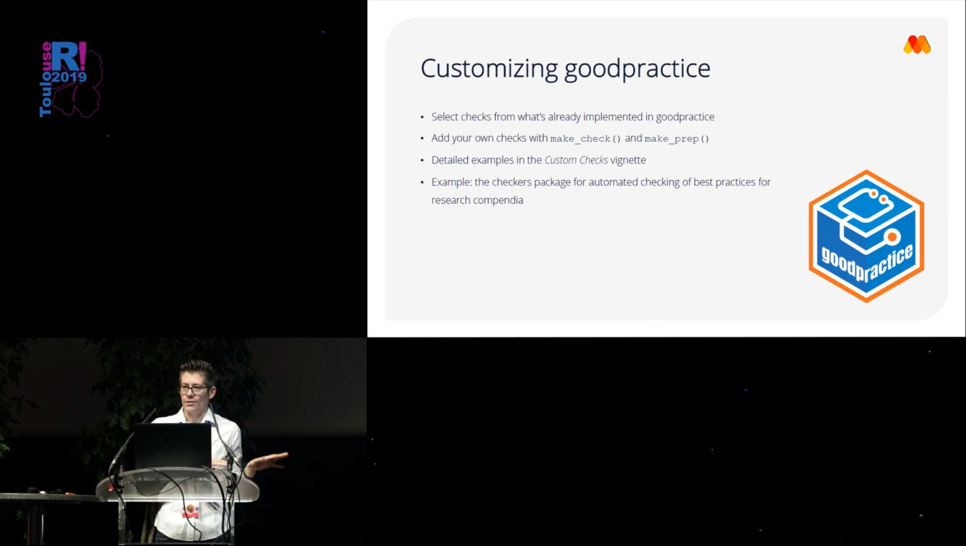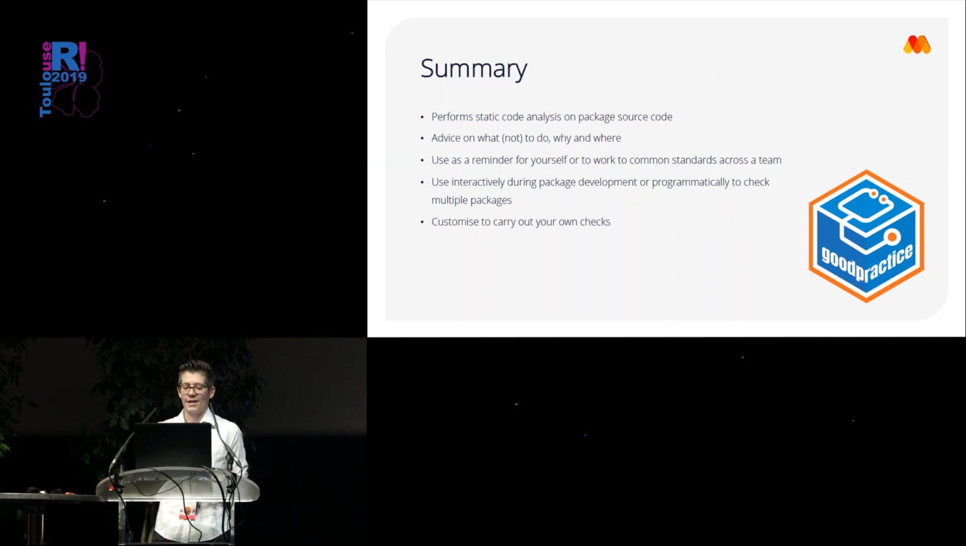While I think that all of these checks are rooted in sensible ideas, I'm aware that you will all have opinions and use cases of your own, so you can customize goodpractice by only picking the checks that you want and ignoring the others, and by adding your own ones. So goodpractice comes with two functions, make_check and make_prep, and there's a vignette with detailed examples explaining how to use those two functions in the custom checks vignette. Link for that is to come on the last slide. And if you want to see an example in the flesh, take a look at the checkers package, which is also our rOpenSci output.